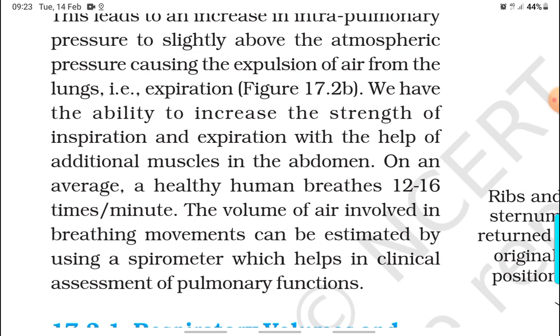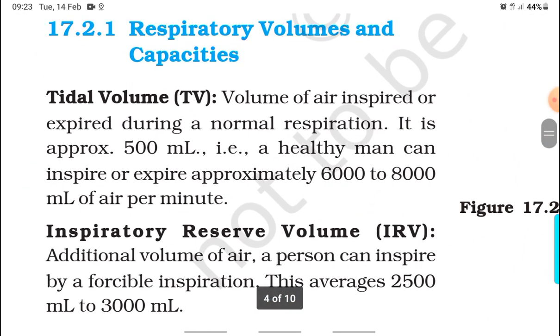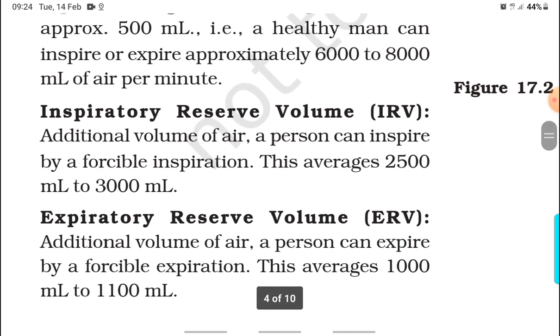The volume of air involved in breathing movements can be estimated by using a spirometer, which helps in clinical assessment of pulmonary functions. Respiratory volumes and capacities. First is tidal volume or TV: the volume of air inspired or expired during a normal respiration. It is approximately 500 ml. That is, a healthy man can inspire or expire approximately 6,000 to 8,000 ml of air per minute.